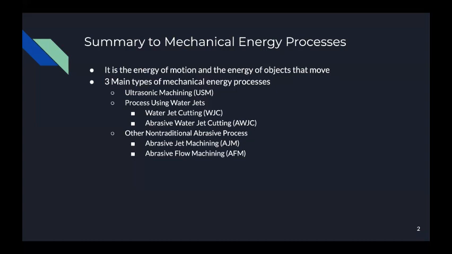Mechanical energy processes is essentially the energy of motion and the energy of objects that move. There are three main types of mechanical energy processes which our group has so far researched. One of the types is ultrasonic machining. The second type is a process using water jets. There are two types of processes using water jets: one is water jet cutting, and the other is abrasive water jet cutting. The third type of mechanical energy processes is a non-traditional abrasive process, which consists of abrasive jet machining and abrasive flow machining.